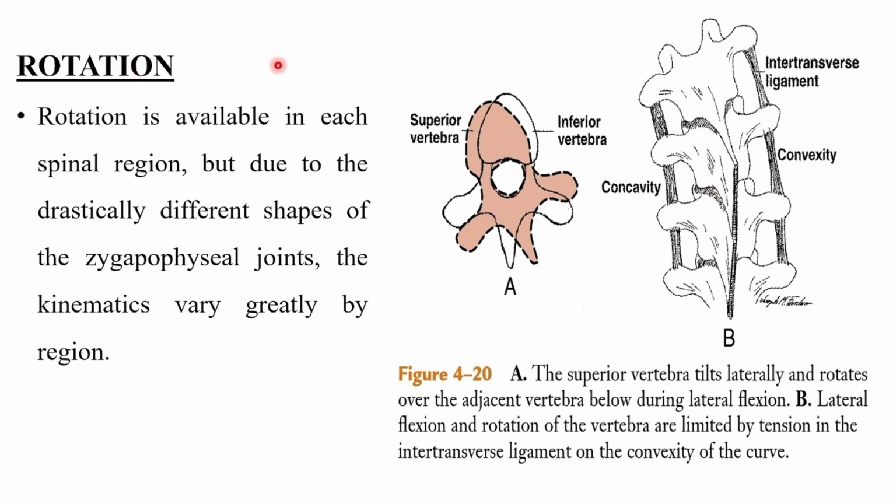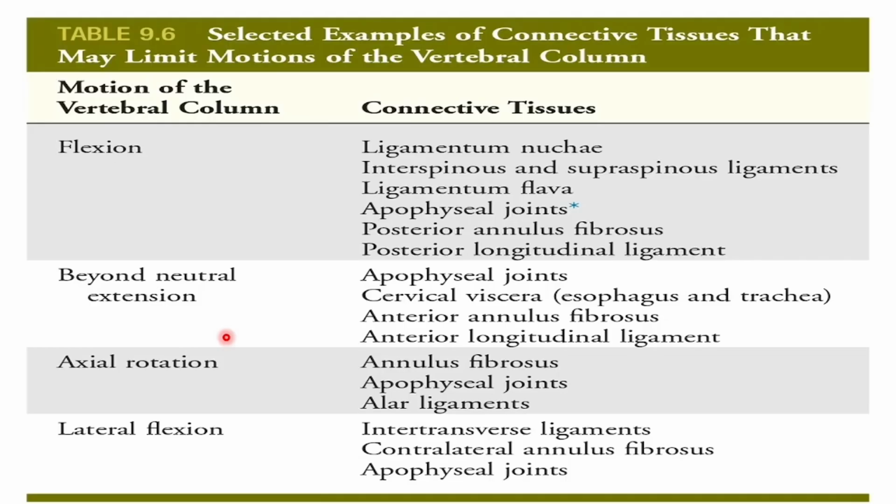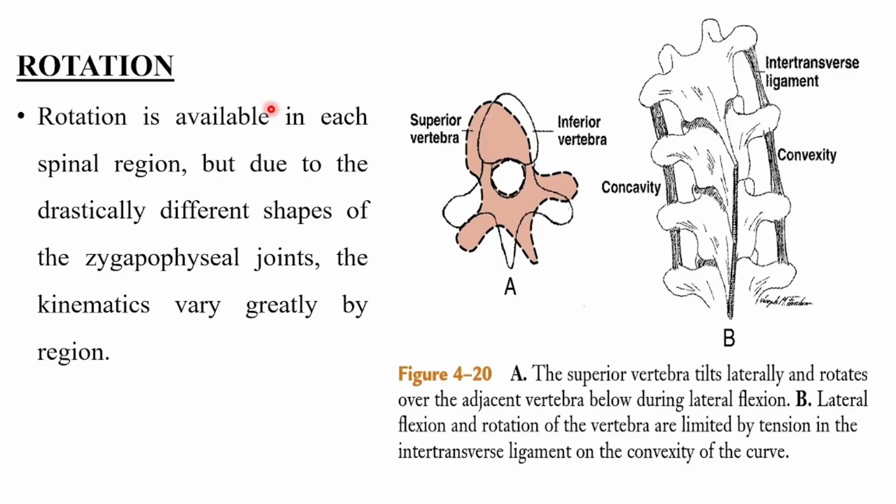The next motion is your rotation. Rotation is available in each spinal region, but due to the drastically different shapes of the apophyseal joints, the kinematics vary greatly by region. So just understand that there is no pure isolated lateral flexion or rotation happening in the spine. During lateral flexion there will be some amount of rotation happening in the spine. This particular phenomenon is known as your coupling motions.